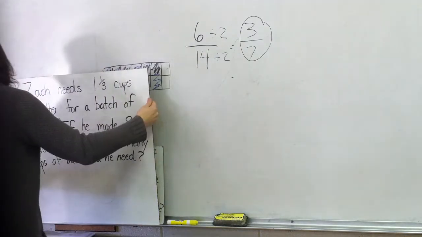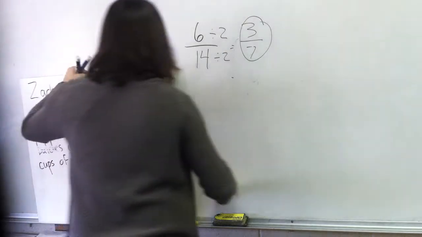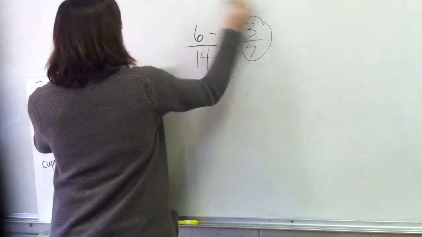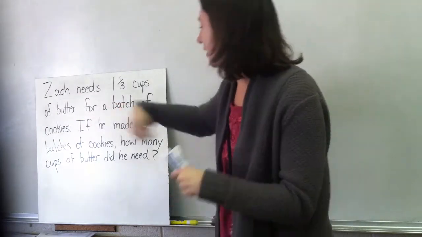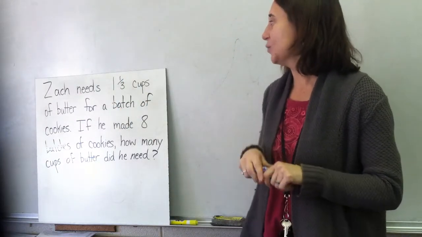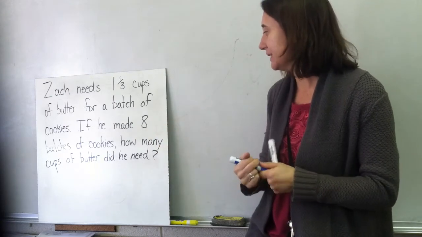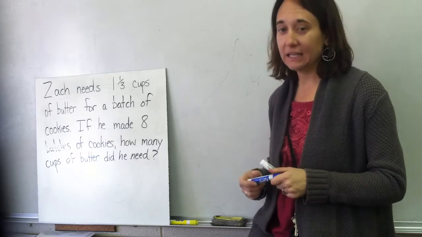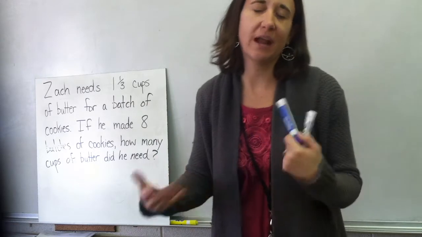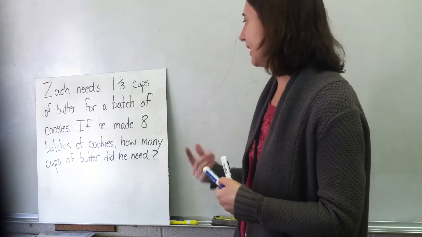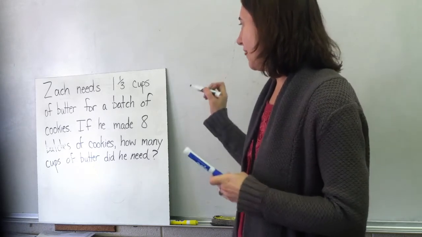Slide that out of the way. Okay, and this one, sorry, it got crossed out, but it says Zach needs 1 1/3 cups of butter for a batch of cookies. If he made 8 batches of cookies, how many cups of butter did he need? So in this case, this is one where we could do repeated addition, and we talked about how repeated addition is simply just multiplication.